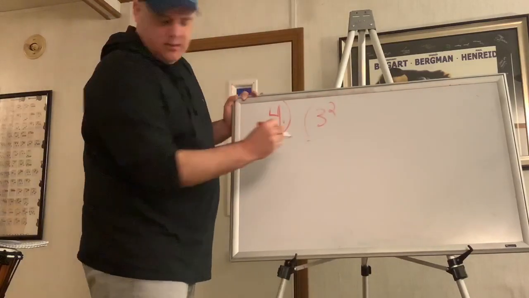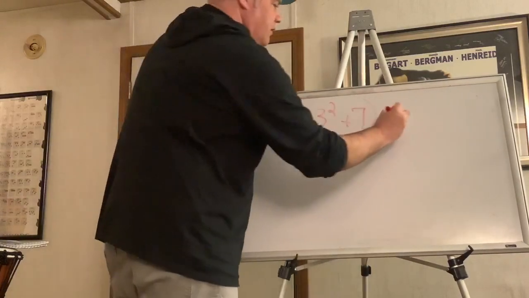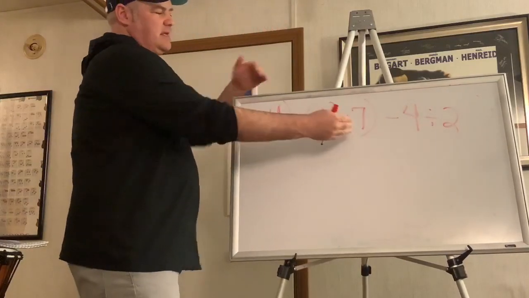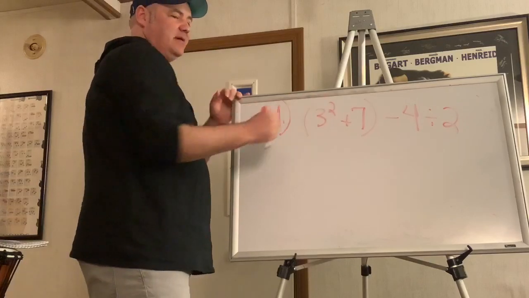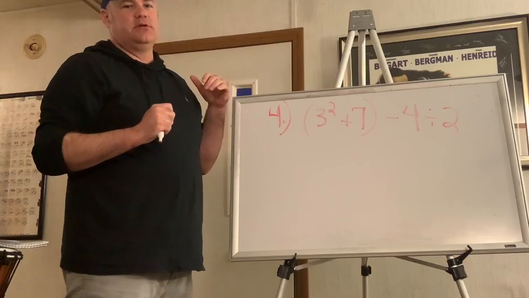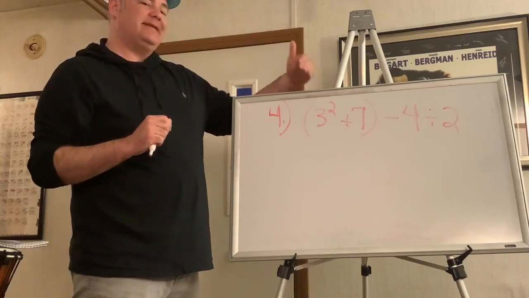Three squared plus 7 minus 4 divided by 2. Okay, so inside the parentheses you have to do your exponent first. This is not 3 times 2. I did notice that some on the exponents are still doing 3 times 2. On a couple of them I saw that. Make sure you're doing 3 times itself.